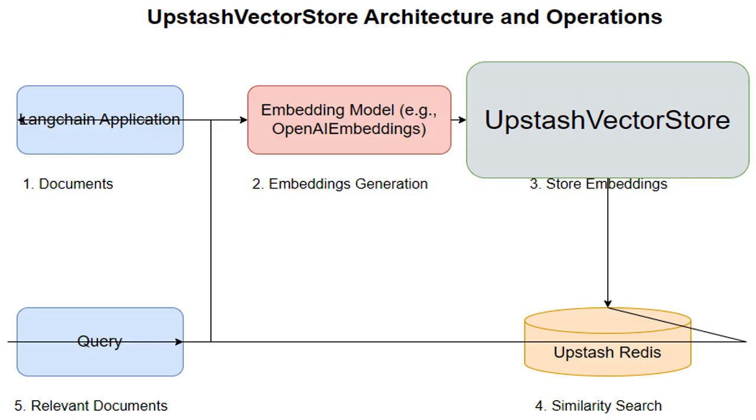Now, let's get into the specifics of the UpstashVectorStore. The UpstashVectorStore is a specialized component designed for efficiently storing and retrieving vector embeddings within the Upstash environment. It acts as an interface between a LangChain application and an Upstash Redis database, providing methods for adding vectors, performing similarity searches, and managing the stored embeddings.